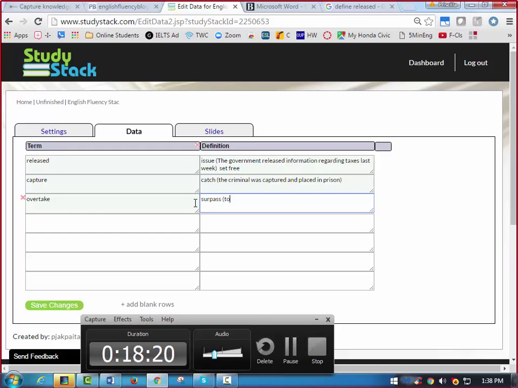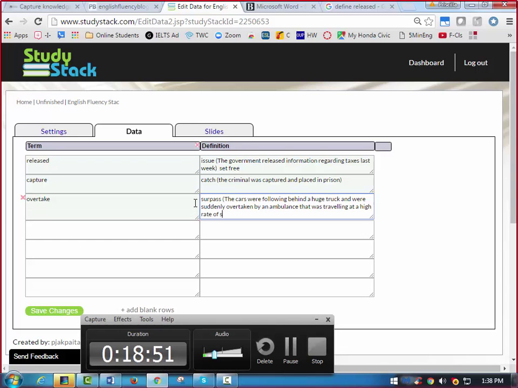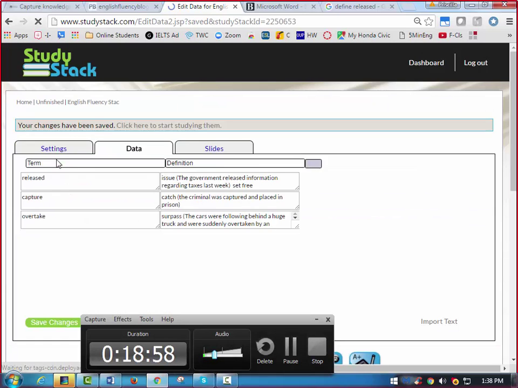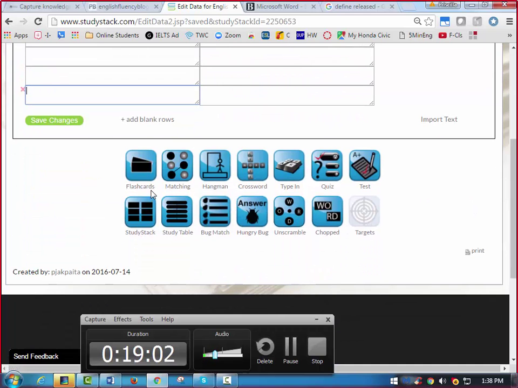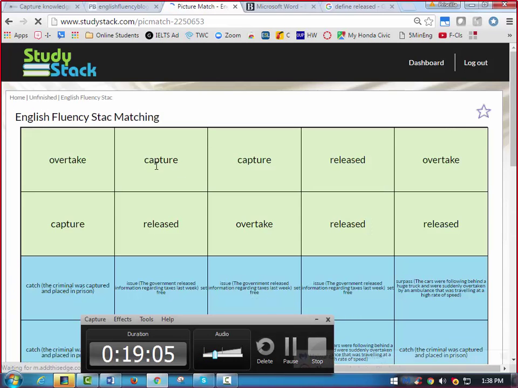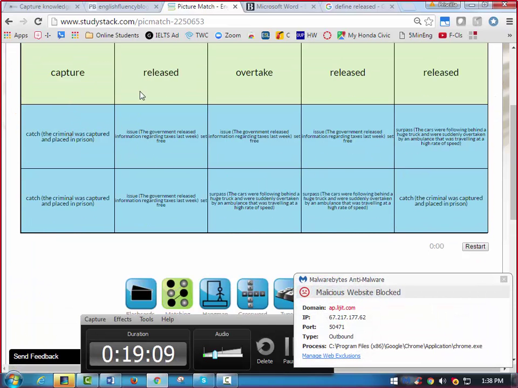Surpass means to, well, the cars were following behind a huge truck and were suddenly overtaken by an ambulance that was traveling at a high rate of speed. Okay, this just helps me to know what overtake means. Now I click on Save Changes. I will go to Matching and Overtake. You can see how my words and things are here.